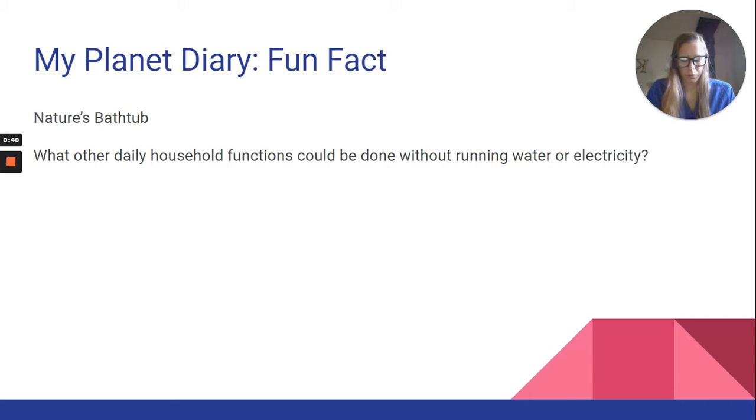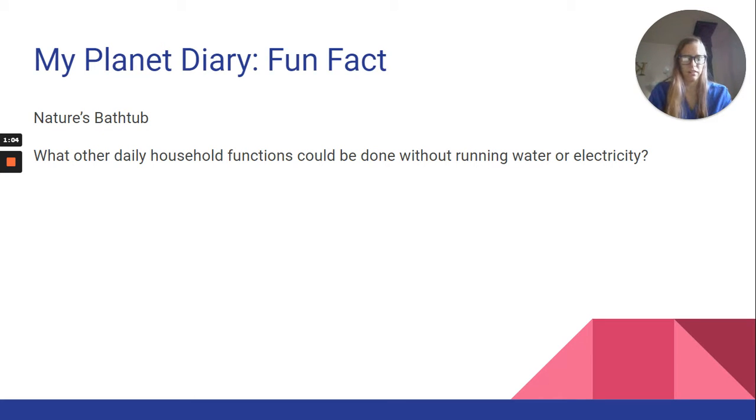The water in a hot spring can reach above 50 degrees Celsius, which is 122 degrees Fahrenheit. By contrast, a hot shower is about 43 degrees Celsius, or 110 degrees Fahrenheit. So it says visitors use these hot springs to relax. What other daily household functions could be done without running water or electricity?